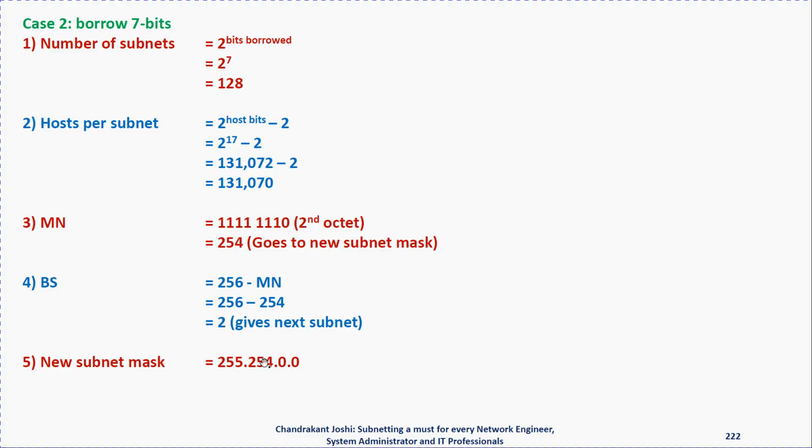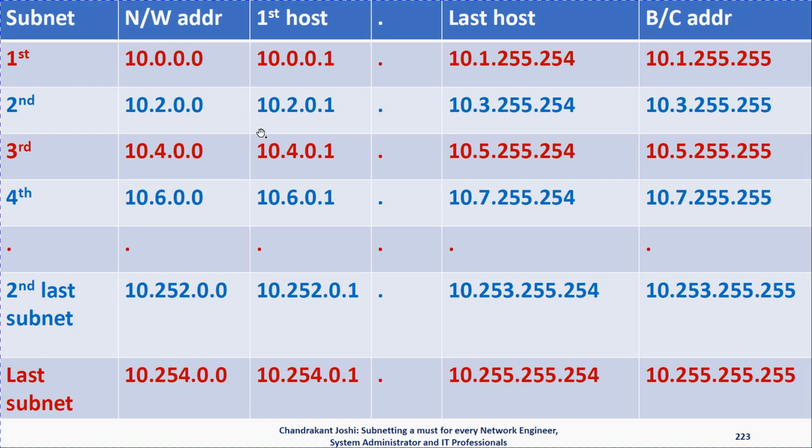Now put this one over here and you get the new subnet mask. So block size is 2. So there is an incremental value of 2 in the second octet. So second octet incremental value by 2. So 0, 2, 4, 6, 8 all the way to 252, 254.